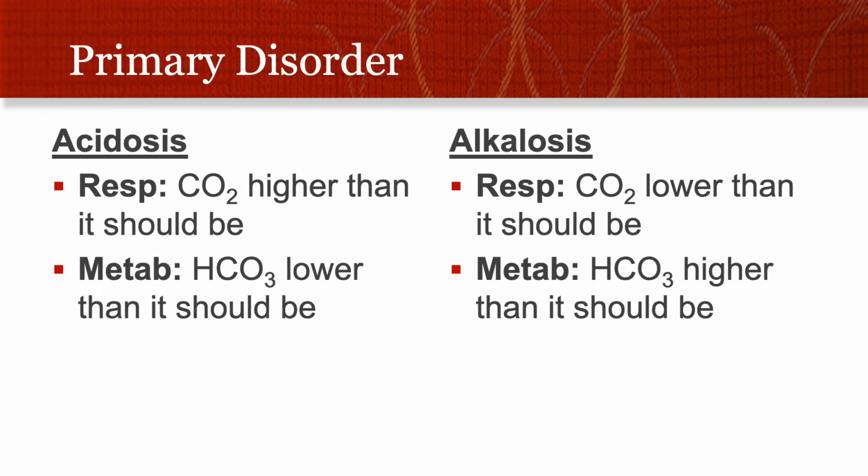The first step in my stepwise approach to blood gases is to determine the primary disorder. Acidotic patients either have high CO2, which would be a respiratory acidosis, or a low bicarb. I put in here higher or lower than it should be, and that idea of comparing things to what they are expected to be is core to blood gas interpretation, and so I try to make it part of my constant verbiage and the way I talk about these things. So a high CO2 causes acidosis and a low bicarb causes acidosis.